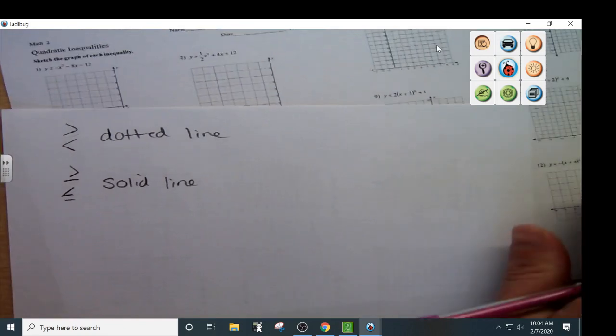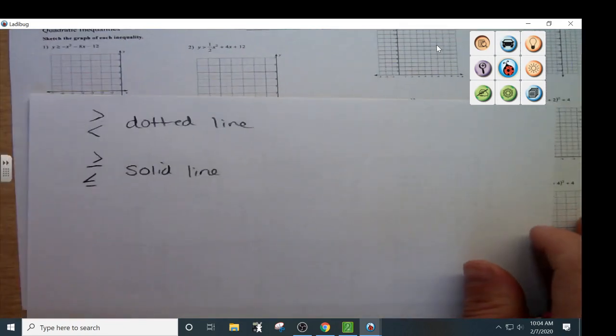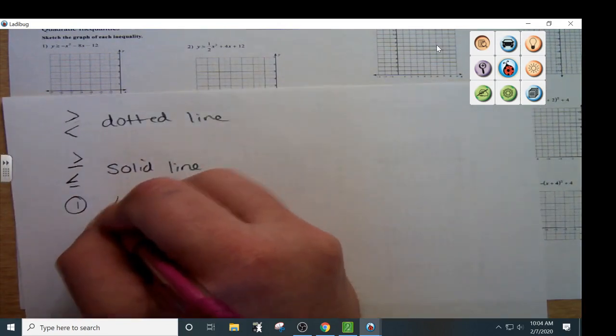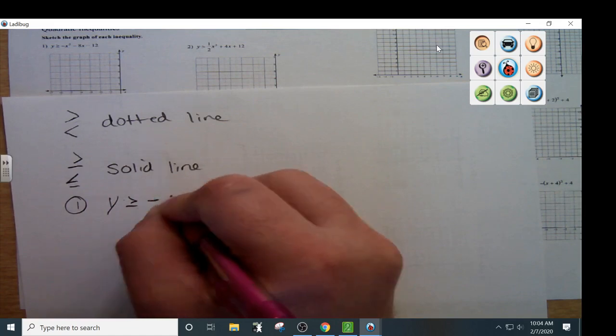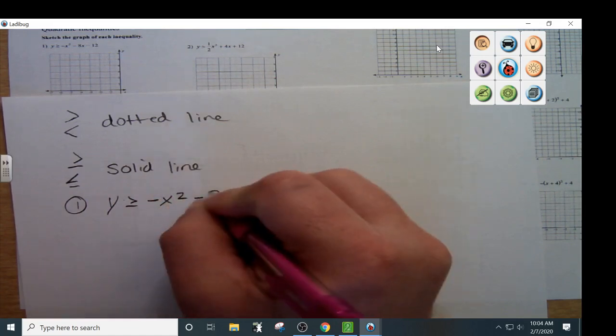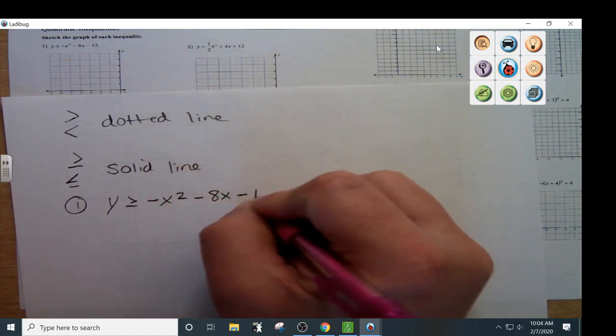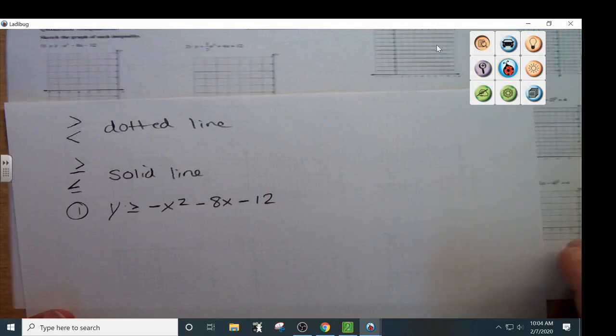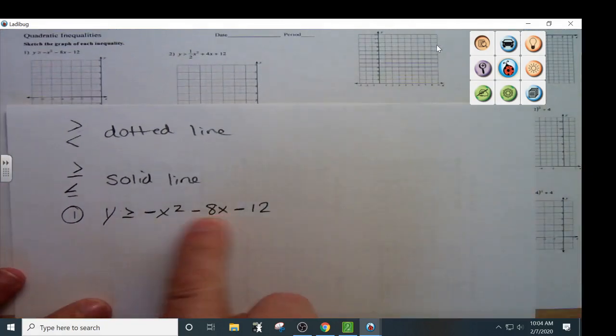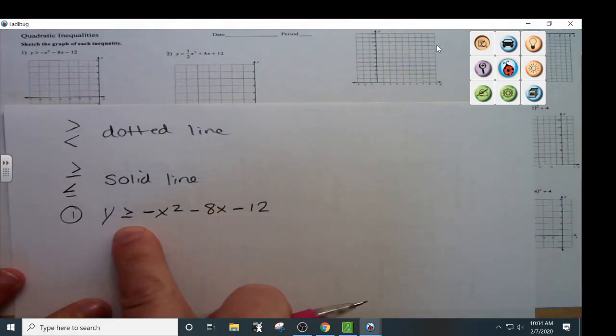Okay. Now, so let's look at number one. So we have y greater than or equal to negative x squared minus 8x minus 12. Now, first thing we need to do is we need to graph this thing to see where our boundary line is going to be.